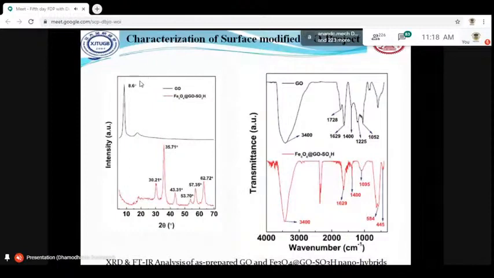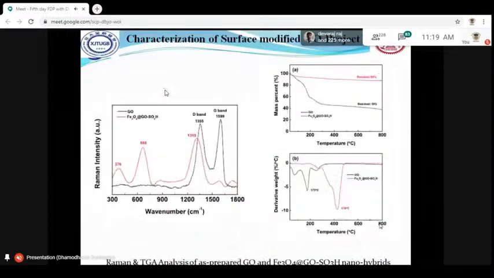In the case of FTIR analysis as well, you can see the graphene oxide is showing 1629, 1400, and 1225. Those are carbon peaks. And in the case of Fe3O4@GO-SO3H, we have achieved 584 and 445, which are related to metal ion peaks. So here we can confirm that our graphene oxide surface has been successfully decorated with our magnetite nanoparticles.